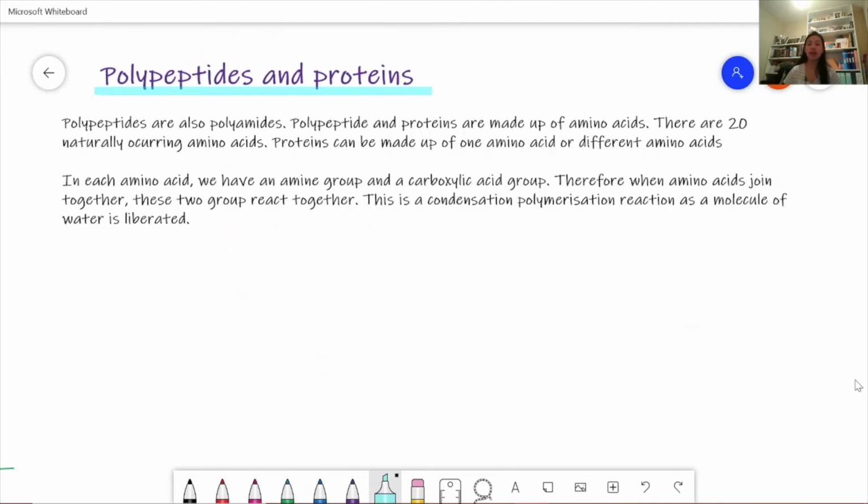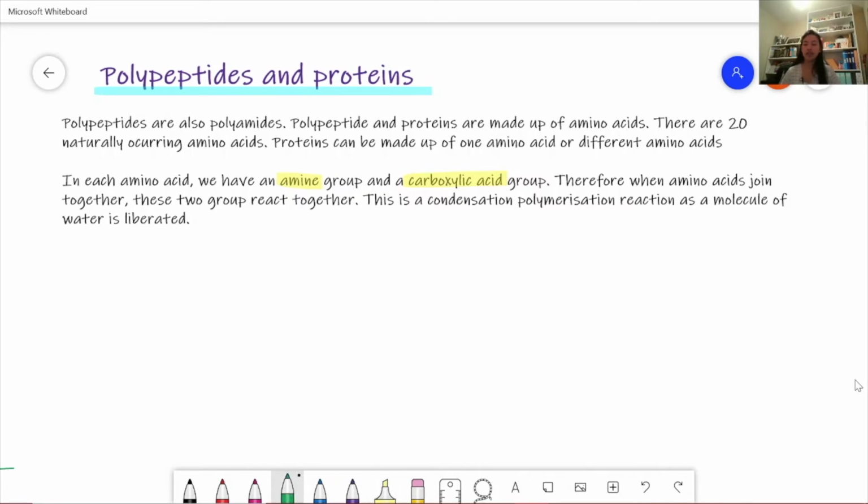Now we're going to have a look at polypeptides and proteins. So polypeptides are also polyamides, and polypeptides and proteins are made up of amino acids. There are 20 naturally occurring amino acids, and proteins can be made up of one amino acid or different amino acids. In each amino acid, we have an amine group and a carboxylic acid group, and that's really important to remember. So we have an amine and a carboxylic acid. And so it's these two groups that react together when amino acids join together to make a long polypeptide or protein. And so this is a condensation polymerization reaction as a molecule of water is liberated.